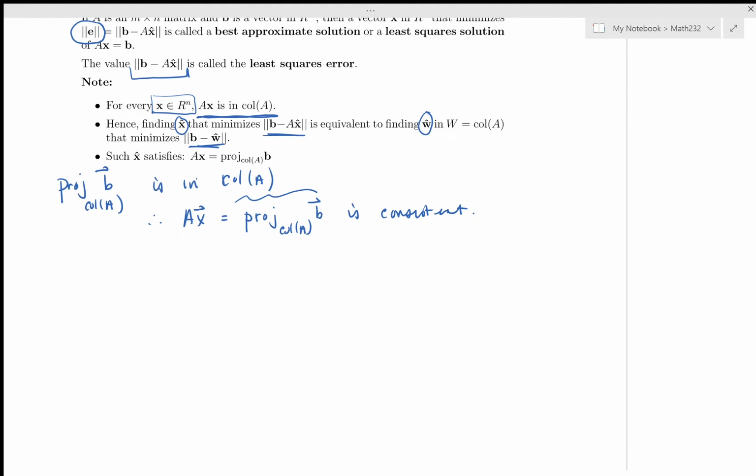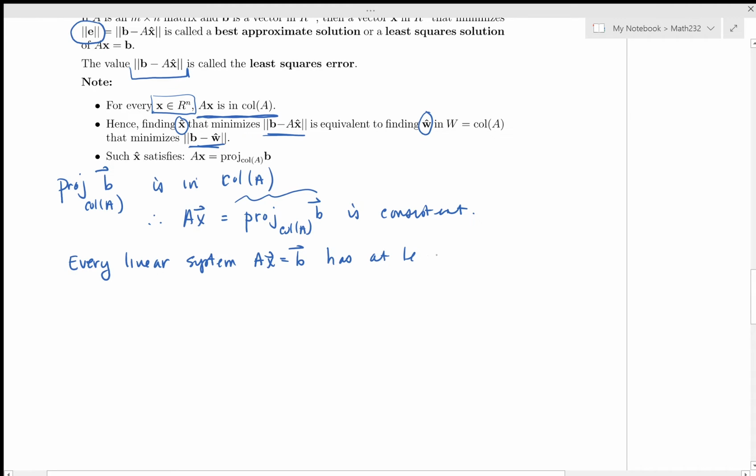What can we immediately conclude from that? Every linear system Ax equals B has at least one least squares fit. Okay, when you go through this process, you are going to be able to find an answer.